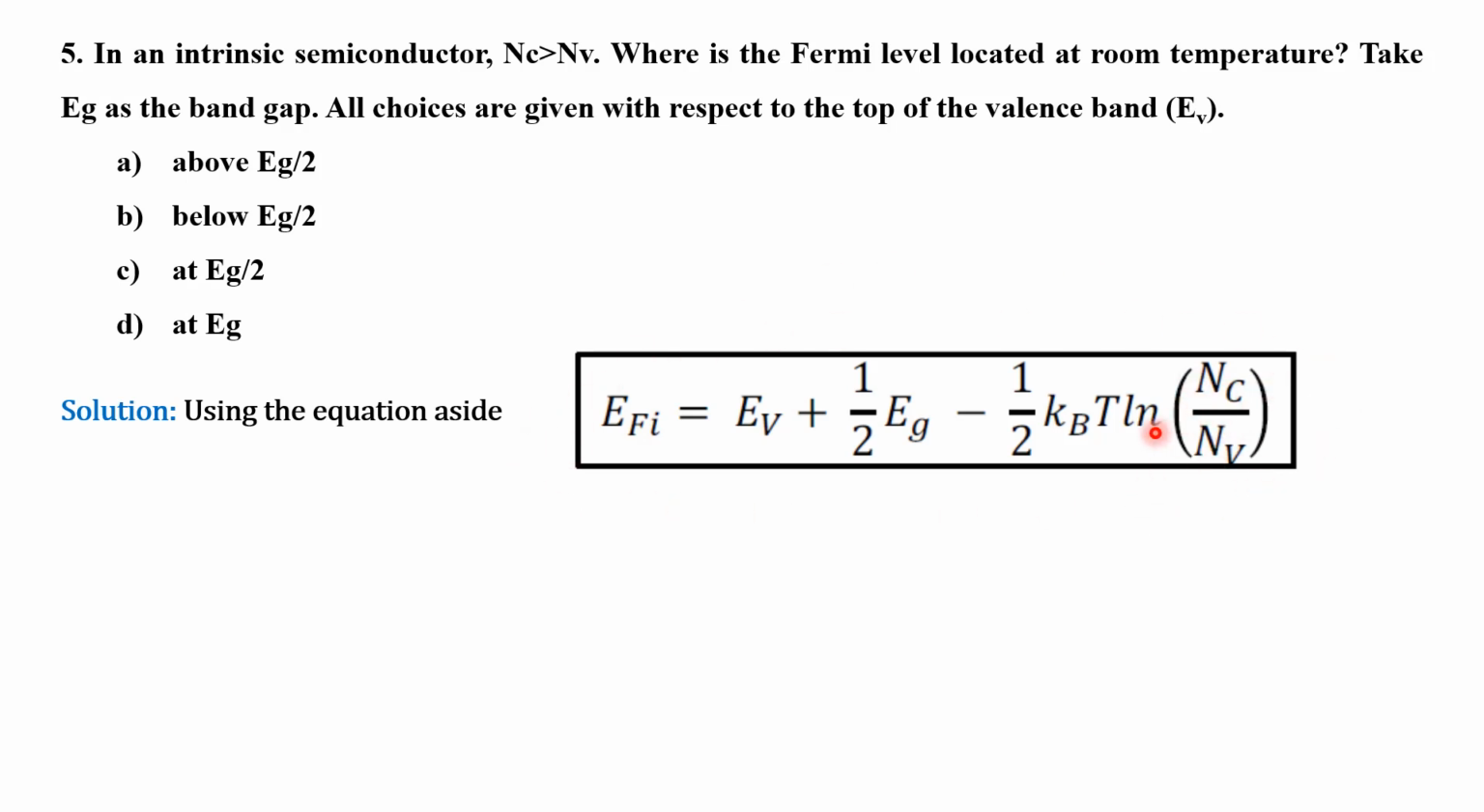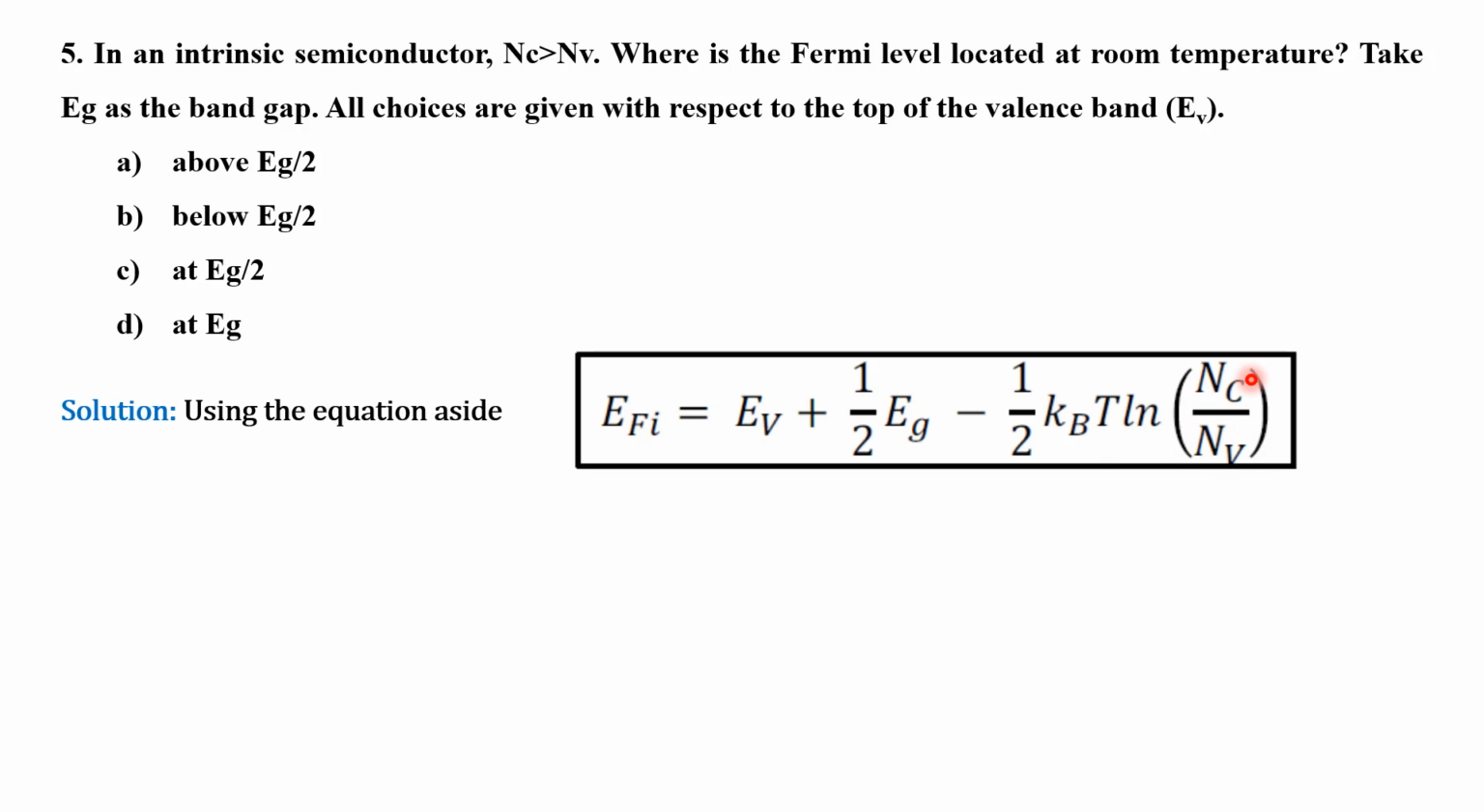From this one, we can derive the me star and mh star value equation. Based on this equation, they are telling us Nc is greater than Nv. In that case, where will the Fermi level be located at room temperature? Above, below, at, or at Eg by 2? The basic hint here is that if Nc is greater than Nv, ln of a number greater than 1 we can get.